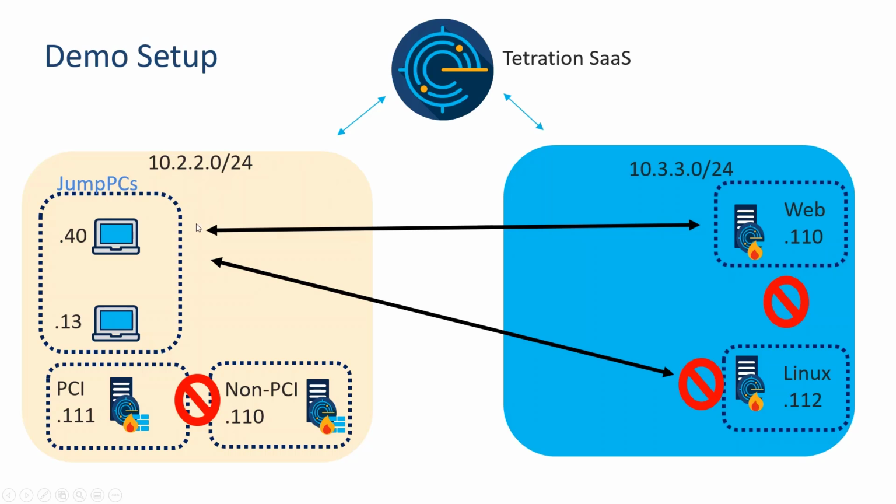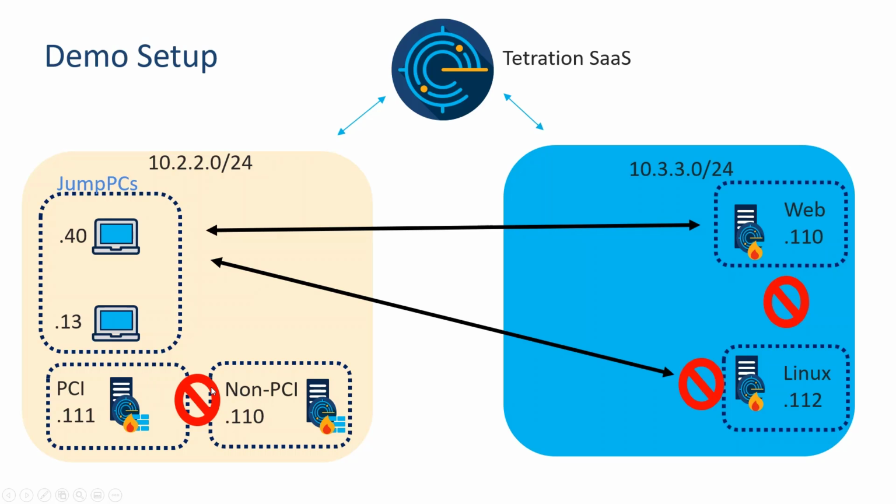The first segment is 10.2.2, and within that segment there's jump clients, jump PCs, and there's also a PCI server as well as a non-PCI server. And my goal is to stop traffic between PCI and non-PCI. I'll show you how that is easily done.